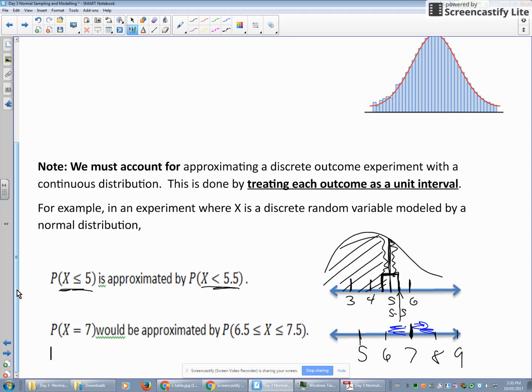I need to make sure I'm accounting for everything under the curve. So what I'm going to do is go halfway below my value and halfway up from my value. So if I'm talking about 7, I'm talking about this entire section underneath my curve, which is, of course, from 6.5 up to 7.5.